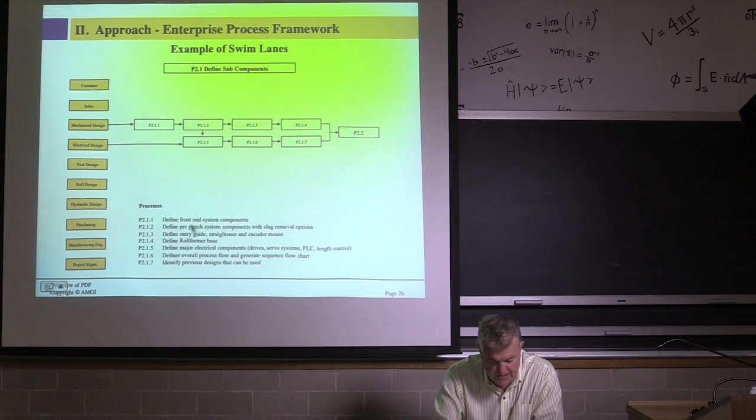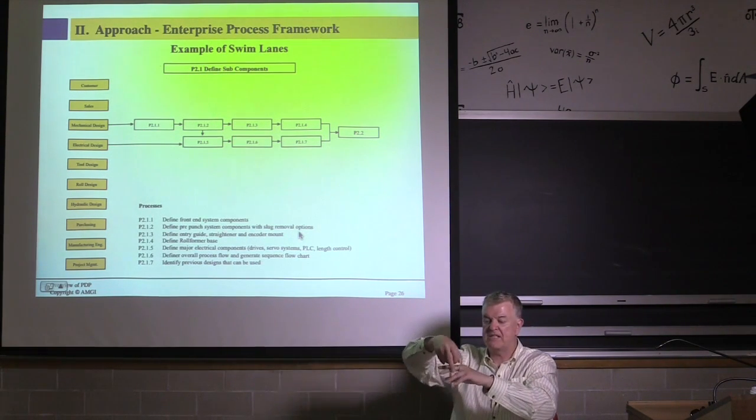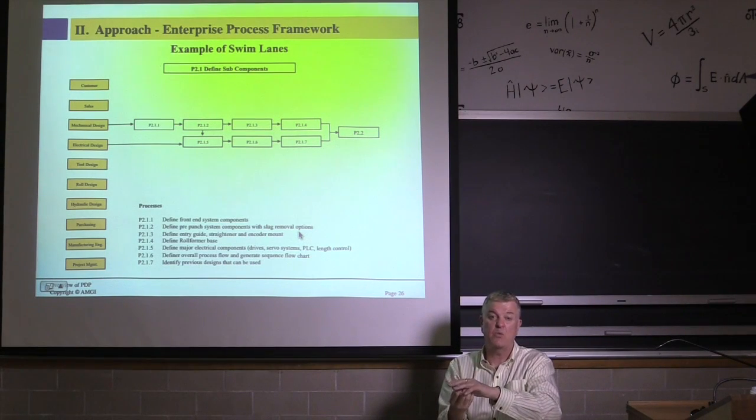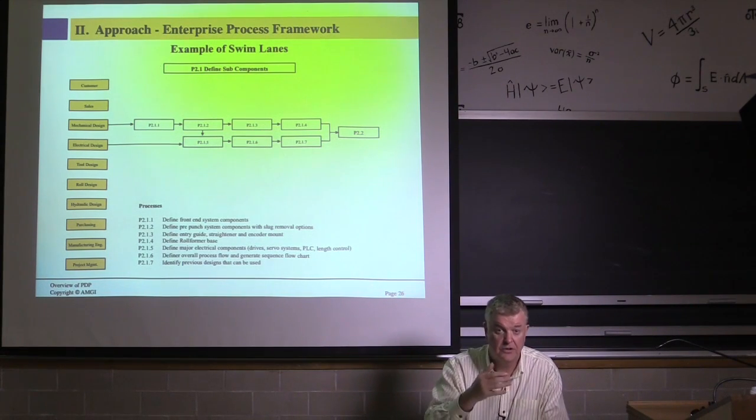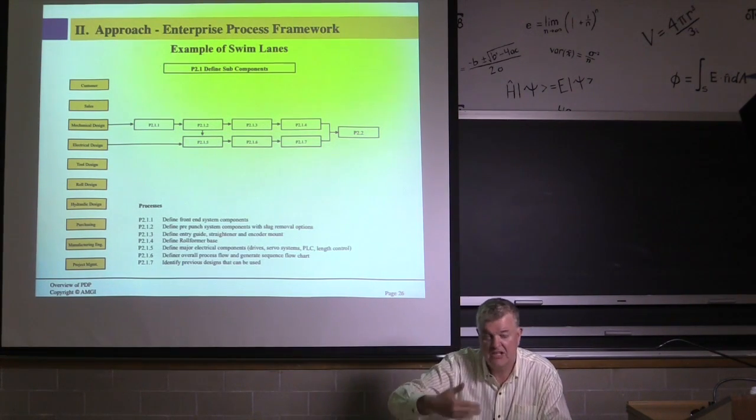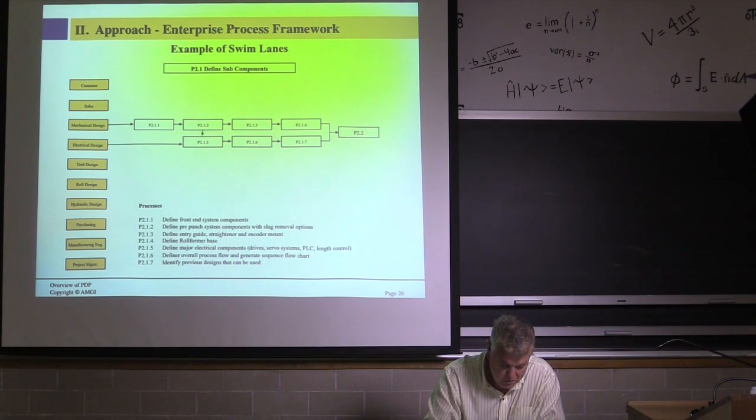Define the front-end system. That precedes 2.1.2, which is define the pre-punch components and the slag removal. When you punch a hole in a piece of metal, there's a waste that's called slag, and that has to be taken somewhere. It can't just be let all over the machine. So you have to define the method where that gets taken away out of the machine. So the removal options. Define the entry guide, straightener and encoder.